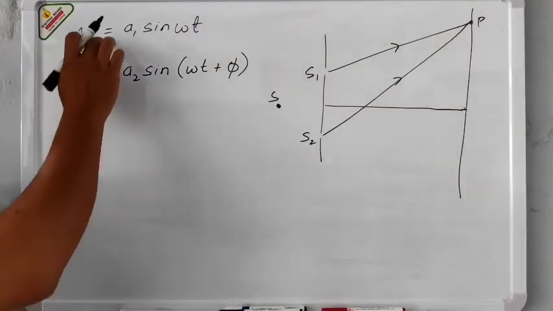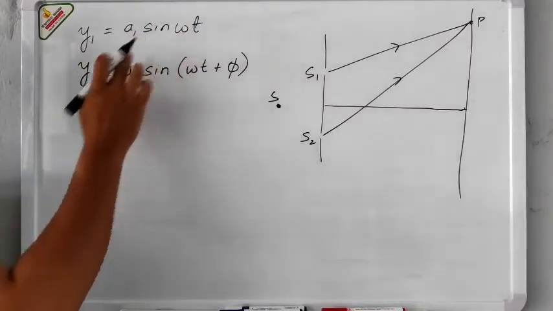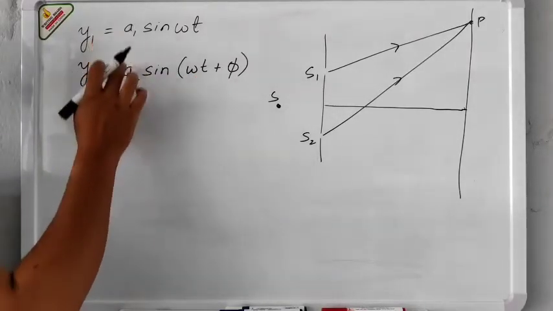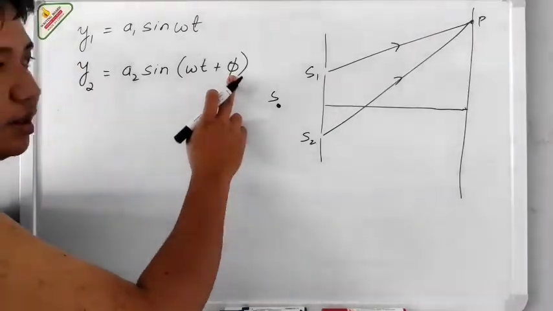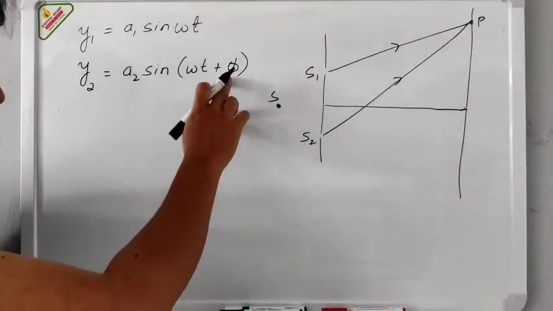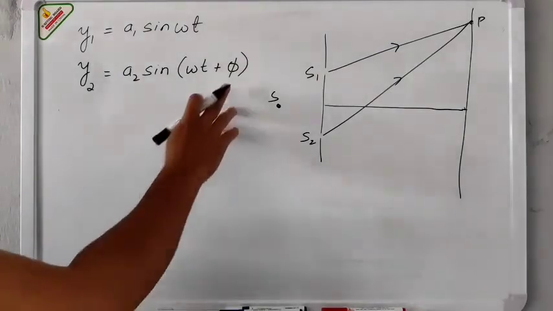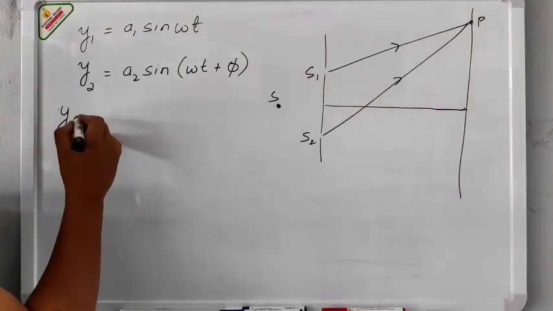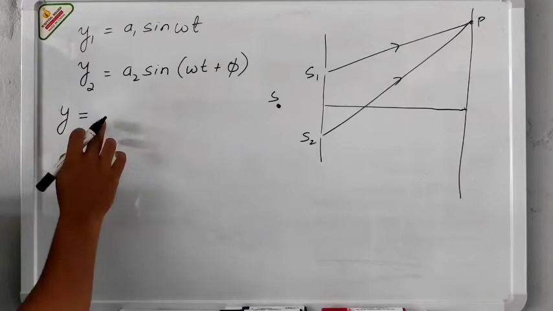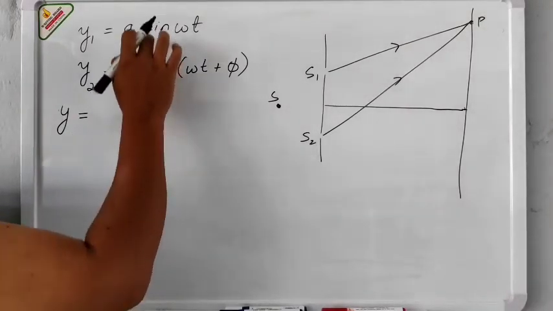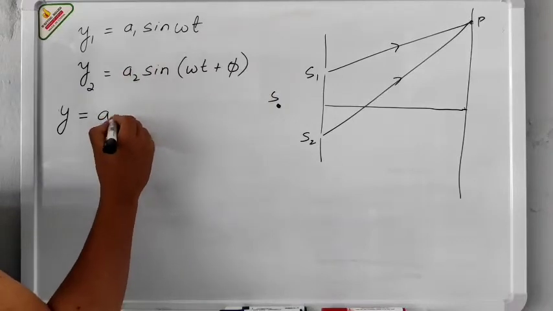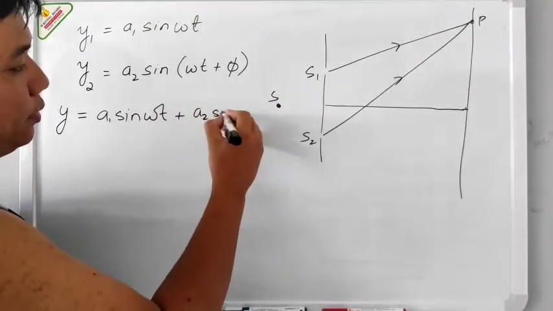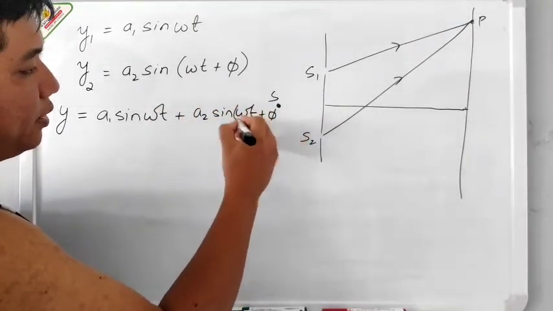Let us consider the two waves given by y1 equals a1 sine omega t and y2 equals a2 sine omega t plus phi, where a1 and a2 are the amplitudes of the two waves and phi is the phase difference between the two waves. It will be a constant phase, meaning phi is a constant phase difference. According to the superposition principle, we have y is y1 plus y2, so it will be a1 sine omega t plus a2 sine omega t plus phi.